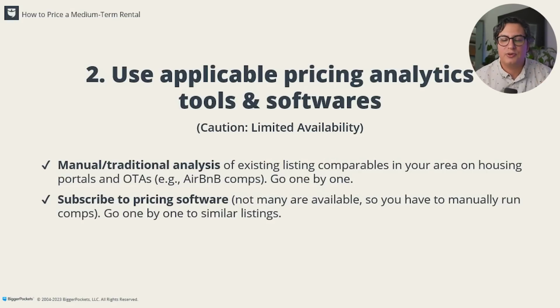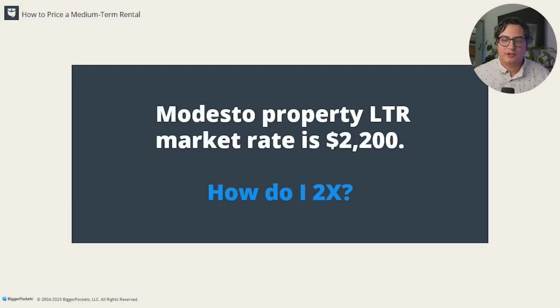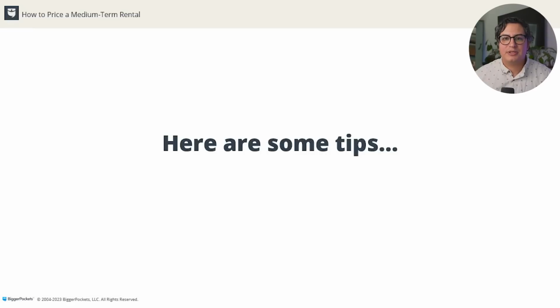Specifically, we're looking to 2x long-term rental rates. So the Modesto property long-term rental rate is $2,200 a month. We already know that. So how are we actually going to 2x the long-term rental rates? Let's break that down. Here are some tips specifically that you're going to want to use when you're wanting to 2x the long-term rental rates.